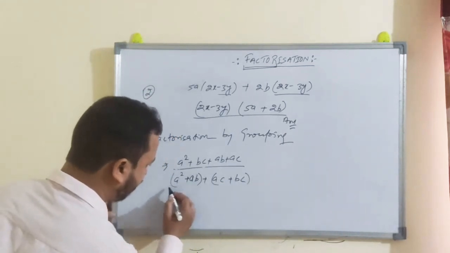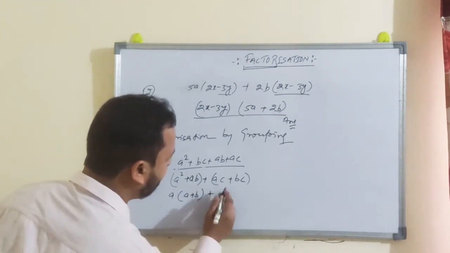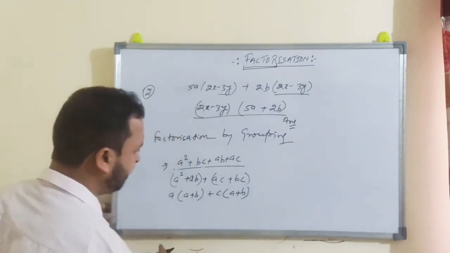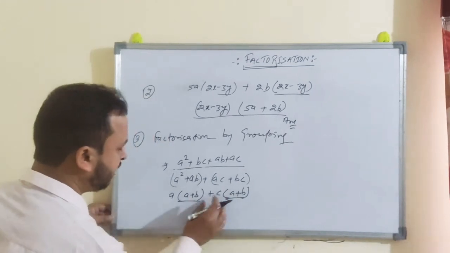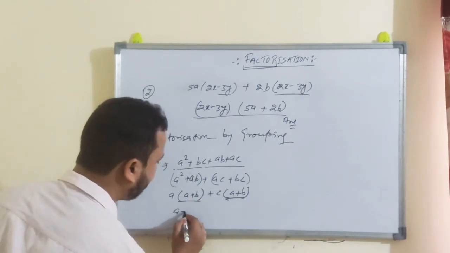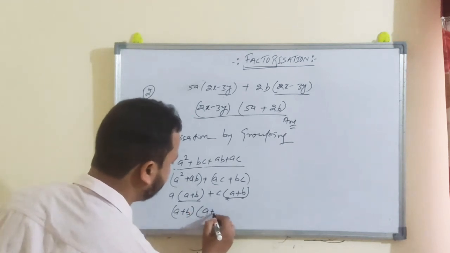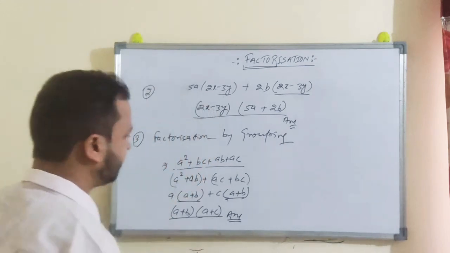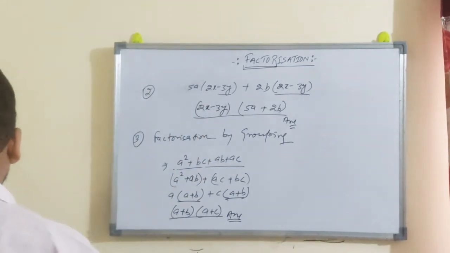Now if you take a common from here, you will be left with a plus b, and if you take c common from here, you will be left with a plus b, right? Now here a plus b is common, this binomial is common, so you can take it common: (a + b) in a bracket and in another (a + c), and this is your answer. So this way you have to do the grouping, right?